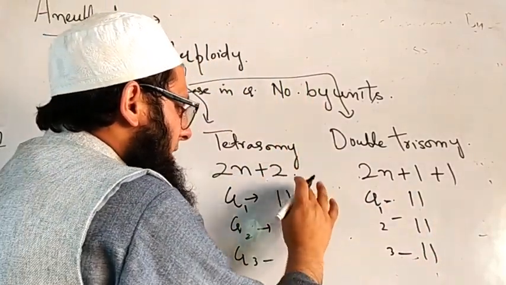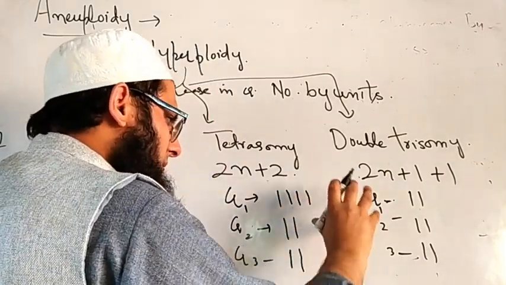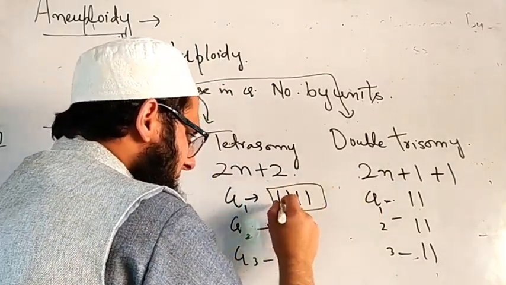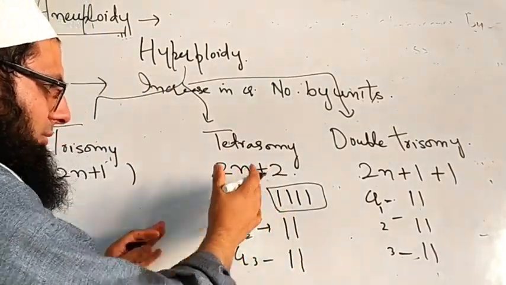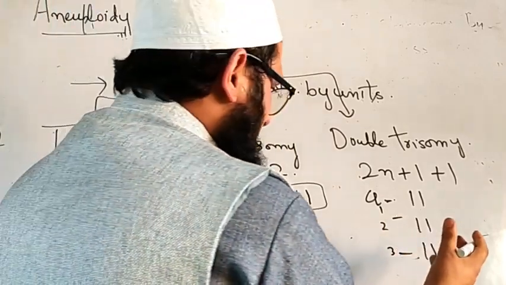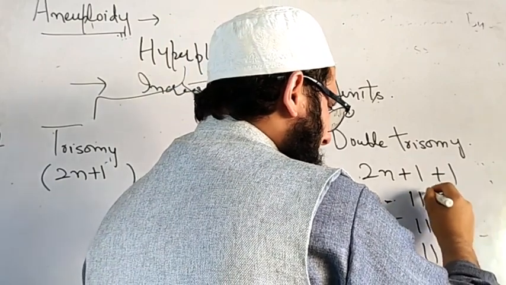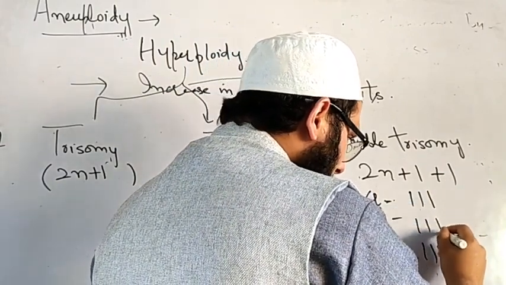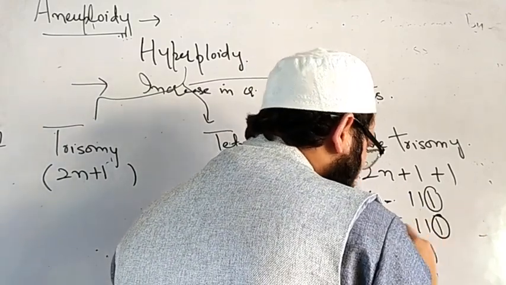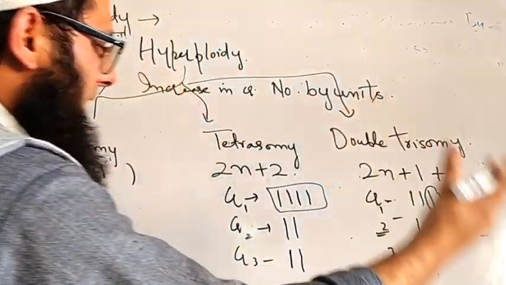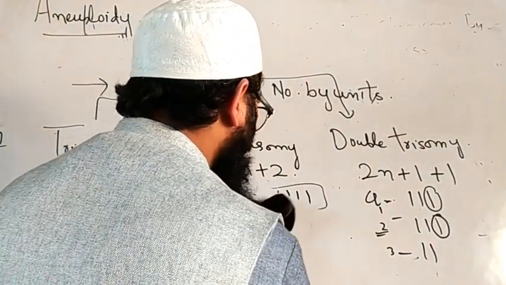In tetrasomy, what happened? For example, 2 chromosomes are added upon, a complete homologous pair is added over here. Complete homologous pair is added at chromosome number 1, it becomes the tetrasomic condition. However, for example, the 2 chromosomes which are added upon, they are added at 2 different non-homologous chromosomes. One is added here, second is added at chromosome number 2, then the condition becomes double trisomy. Okay, so now let's see the examples of them.